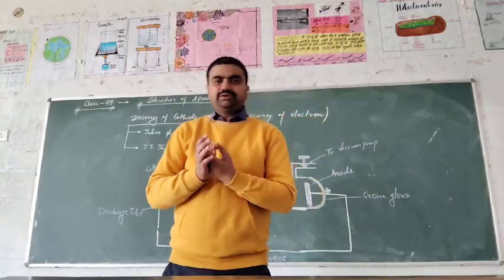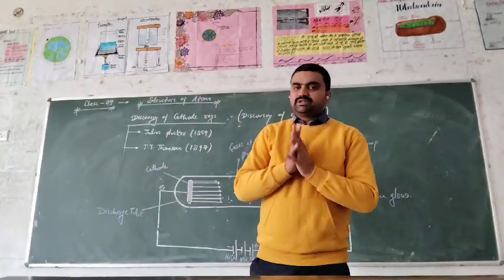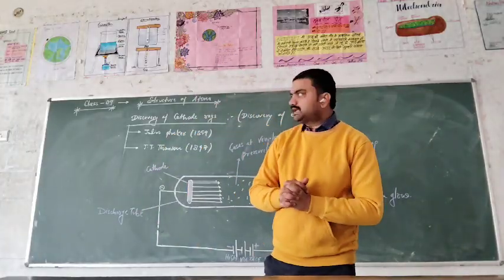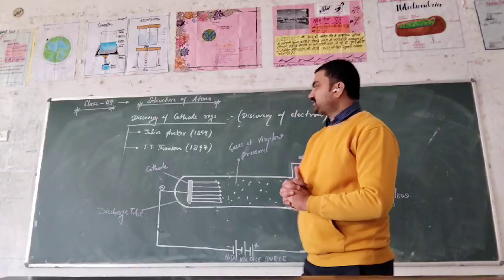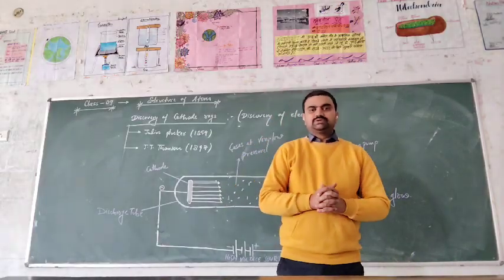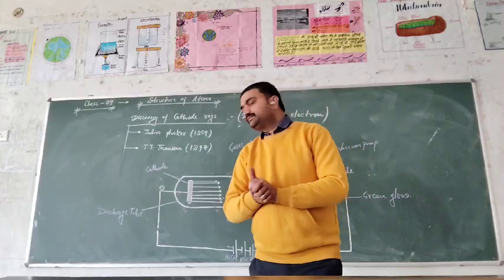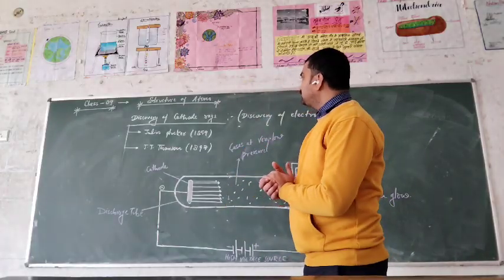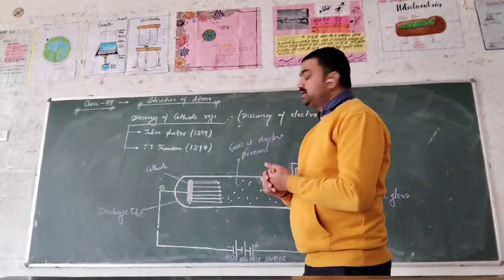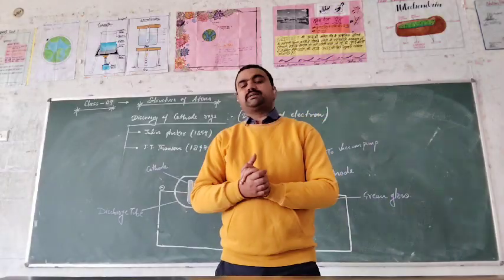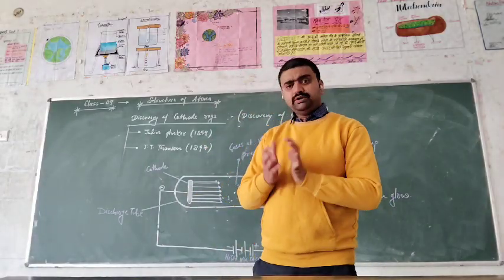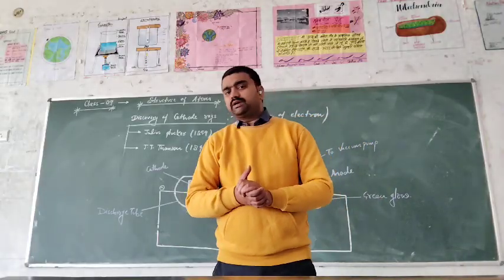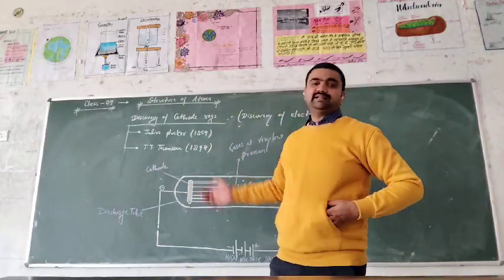Dear students, you know that during the physical classes we have started chapter 4 of class 9 chemistry, that is the structure of atom. In the structure of atom, the first topic is the discovery of cathode rays, which leads to the discovery of electron. But you know why there is a need for the study of this chapter and this topic.